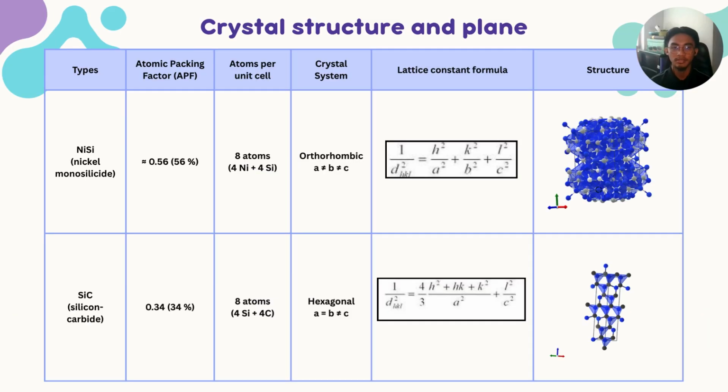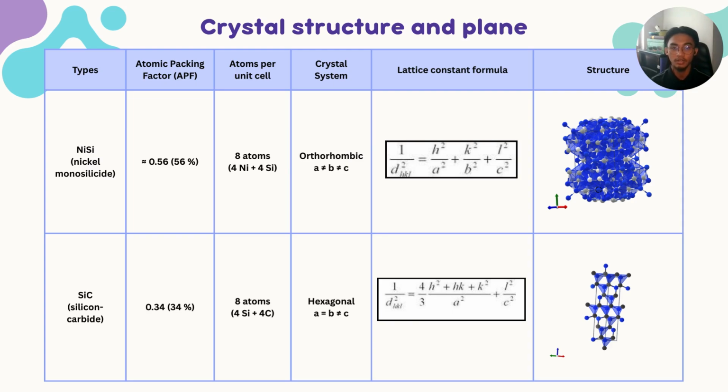Here is a quick side-by-side of the two lattices. NiSi at the top crystallizes in an orthorhombic cell, three unequal axes all at right angles. There are 8 atoms per unit cell, 4 nickel and 4 silicon, giving an atomic packing factor of about 56%. So the atoms fill just over half the available space. The interplanar spacing follows the standard orthorhombic formula, and the 3D model on the right shows a fairly dense isotropic network, perfect for use as a low-resistance contact layer in microelectronics.